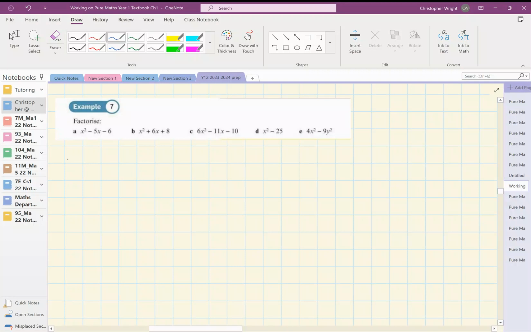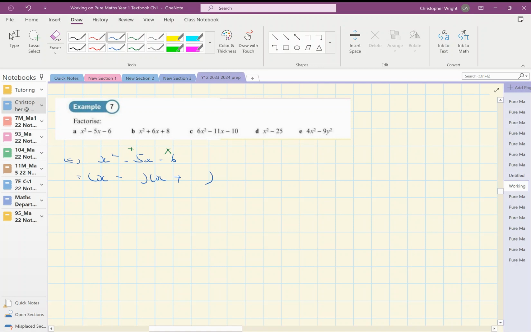Factorize this first expression here. With luck, you recognize this as being the product of two binomials, the expansion of two brackets. You're going to have x and x. Just think about the signs. They multiply to a negative, so it's going to be a negative and a positive. They multiply to minus 6, and they add to minus 5.